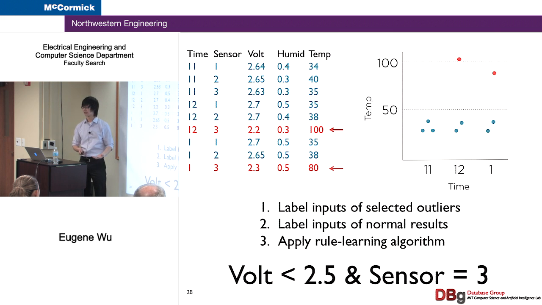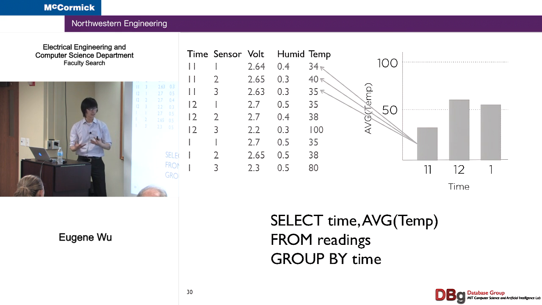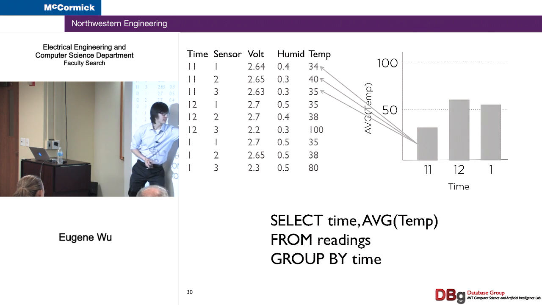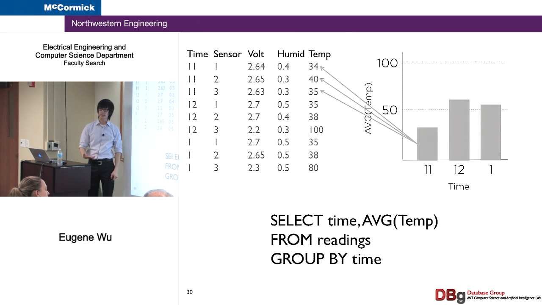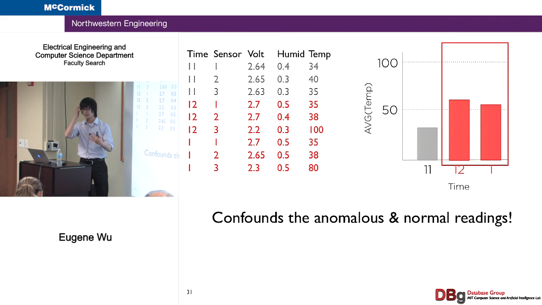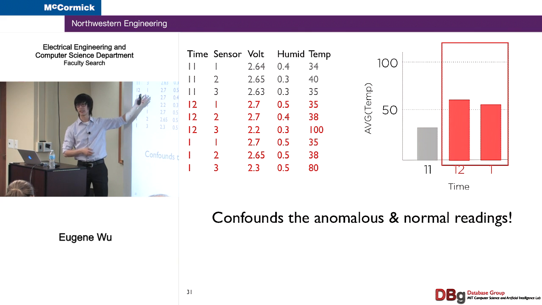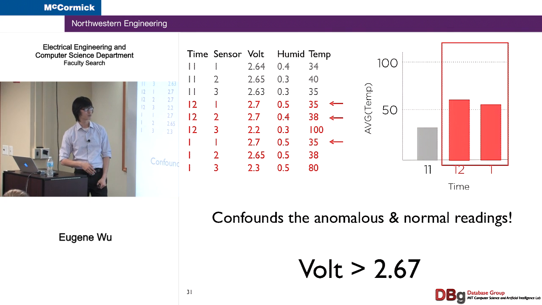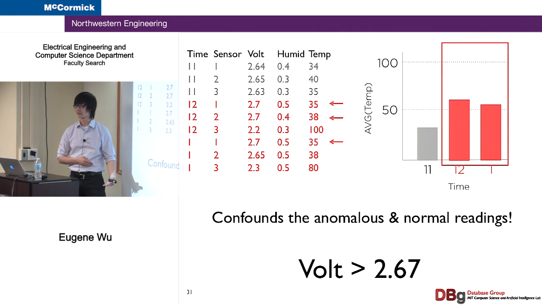The problem in data analysis is that we first aggregate the data in order to reduce it to a size that we can either visualize or read. In this case, we're grouping the data by time and computing the average temperatures. For instance, this bar is the average temperature of these 3 sensor readings. When we apply the same technique of highlighting these visual outputs and then labeling their inputs, we're labeling a mixture of the normal readings as well as the 2 anomalous ones. You can see how this would confound the learner into generating a predicate such as voltage is greater than 2.67, which is exactly what we don't care about.